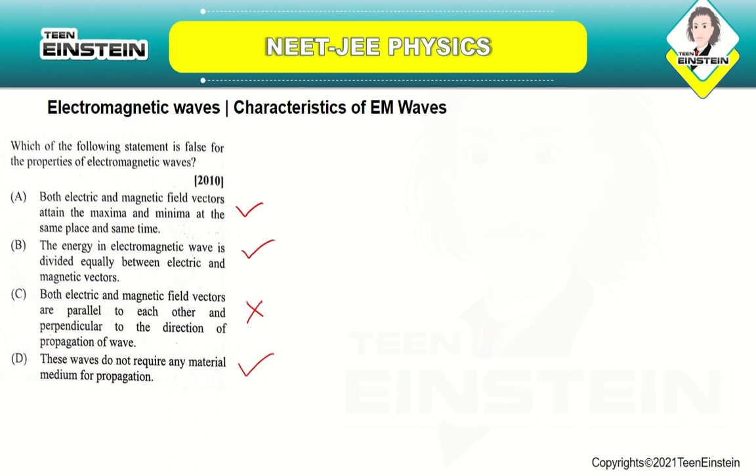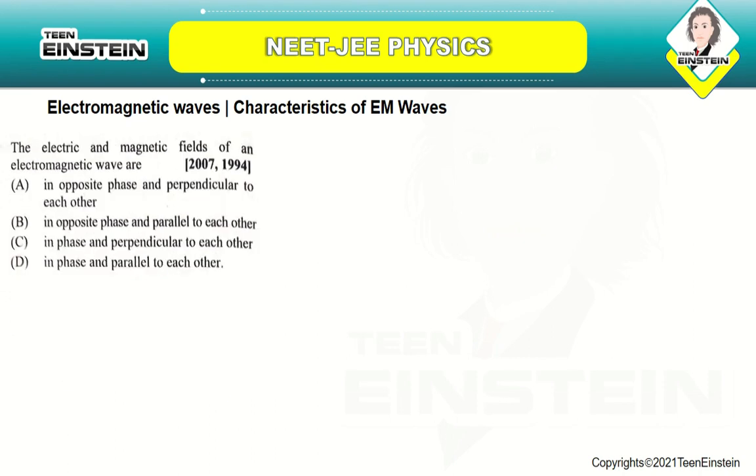So the only false statement here is option number C, where they are given that both electric and magnetic field vectors are parallel. But we know that both electric and magnetic vectors are perpendicular to each other. So the correct answer is option number C, which is a false statement. Okay. Let us now move on to the next question.